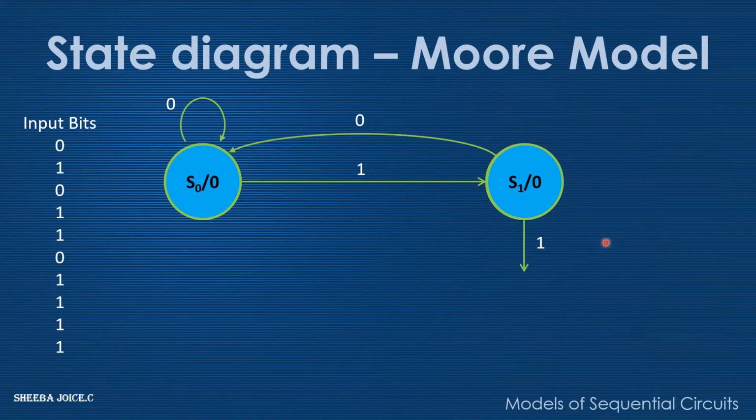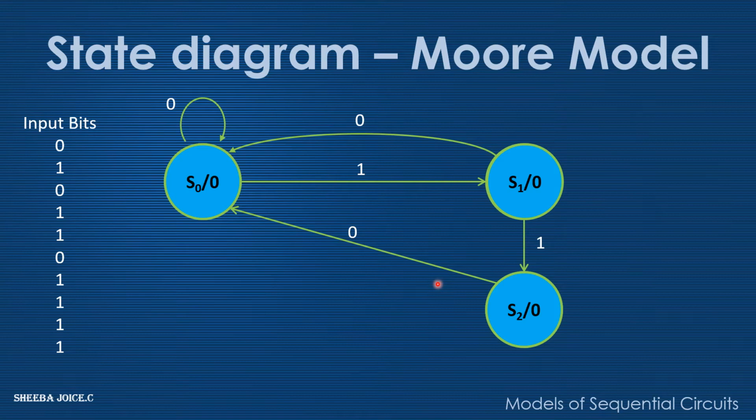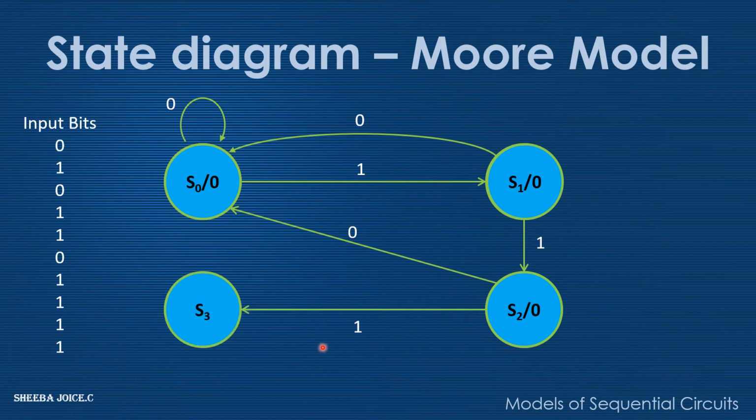But if the input is 1, it will move to the new state called S2, and the output will still remain 0 because we have received only 2 consecutive ones. If the input is again 0, it will return back to the initial state and the output will be 0. But if the input is 1, it will move on to a newer state called S3 and the output will become 1. It's because we have received 3 consecutive ones. So the output is going to become 1. And if again the input becomes 0, it will start fresh from the initial state S0. But if the input is 1, it will remain in the same state where we will receive the output as 1.